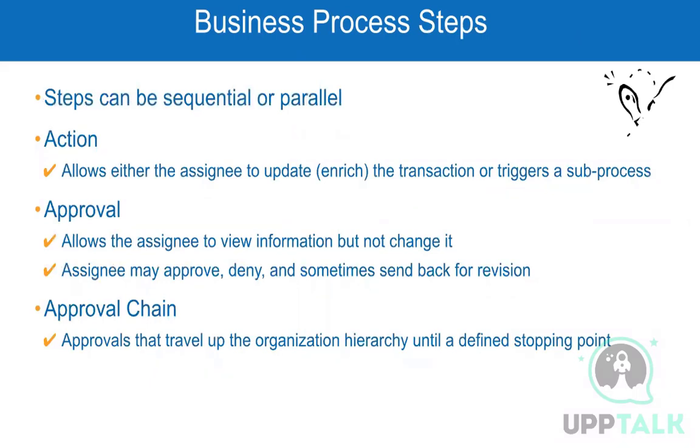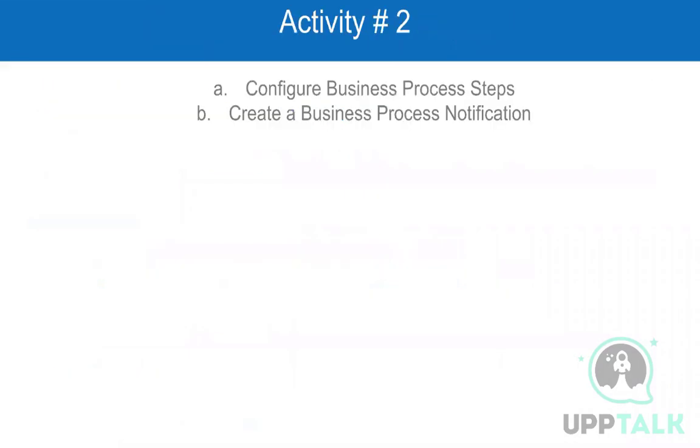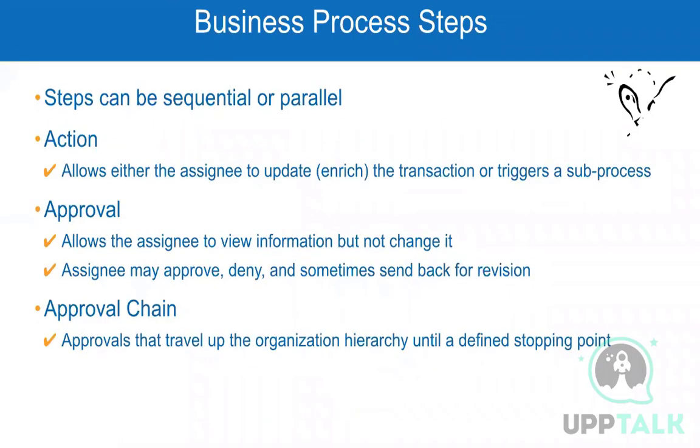Business process steps can be sequential or parallel. And there are different types of steps that have been listed out here. So let's go over them one by one. Action steps allow the assignee to update, enrich the transaction, or trigger a sub process. In simple words, it's an action. You are taking an action. Either you are submitting the information, or you are approving.